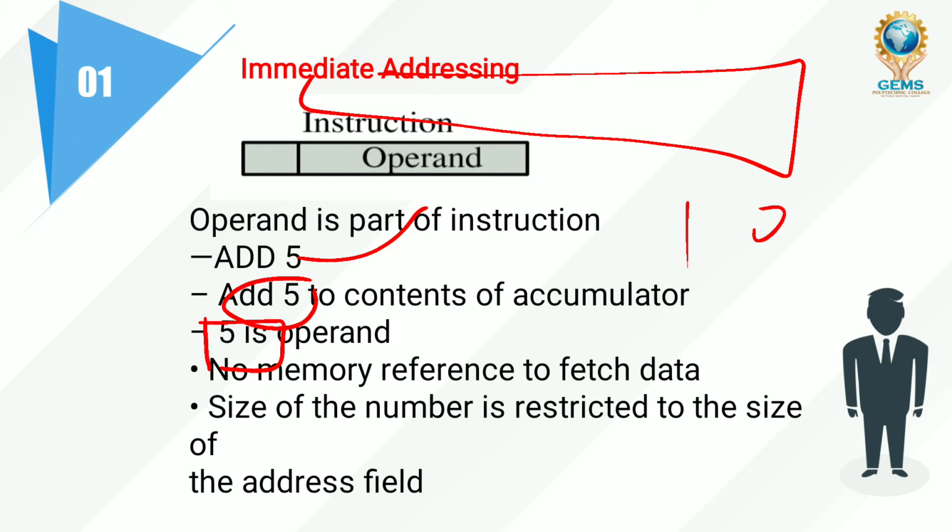So, immediate addressing will refer to a constant value or expression. Constant values like 5, 10, 100, or an expression.